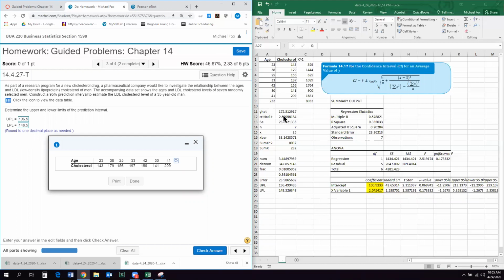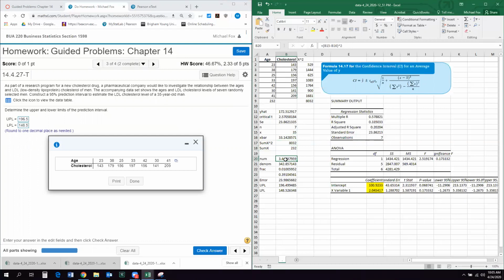Let's see. Critical T is 0.05. Our standard error was right here. Our N is 7. Our X is 35. Our X bar is the average, all those. Our sum of X squared. Sorry, this is all you can do when you make mistakes. Sum X, 232. Yeah, it's just like go through everything.